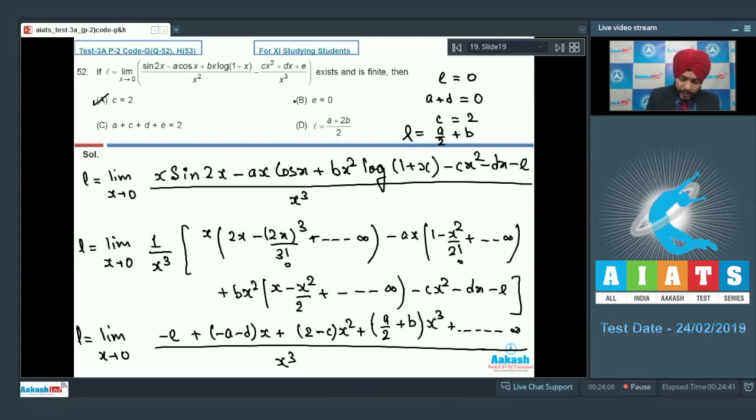C is 2 correct. P is 0 correct. L is a plus 2b by 2 correct. A plus c plus d plus e. A plus d plus e is 0. C is 2. So correct. All the 4 options are correct for this particular question. A, B, C, D is the final answer.